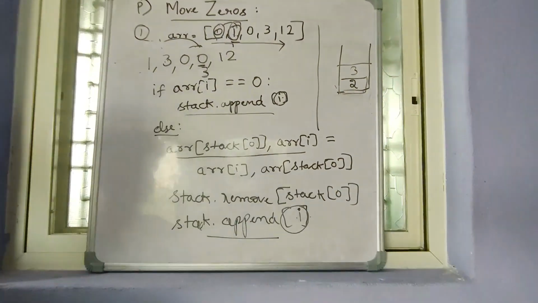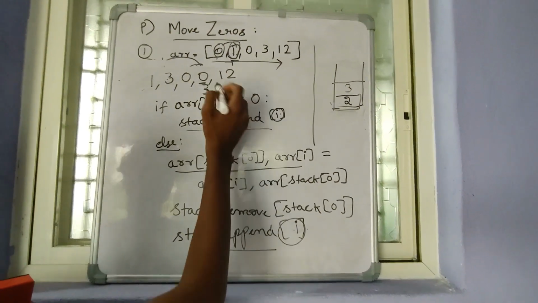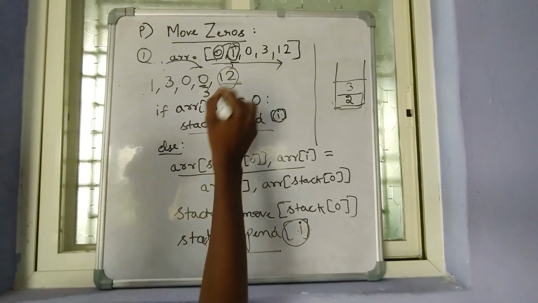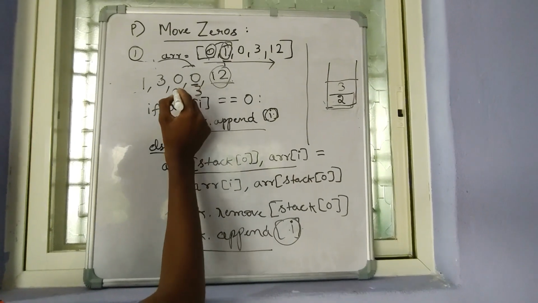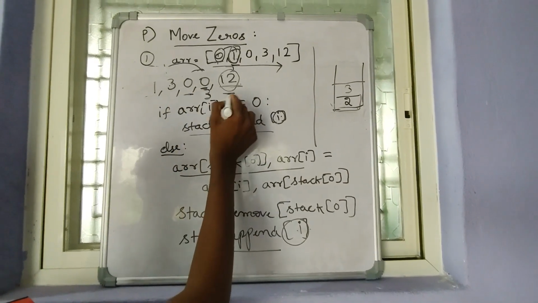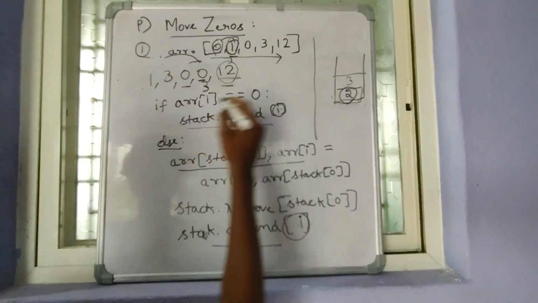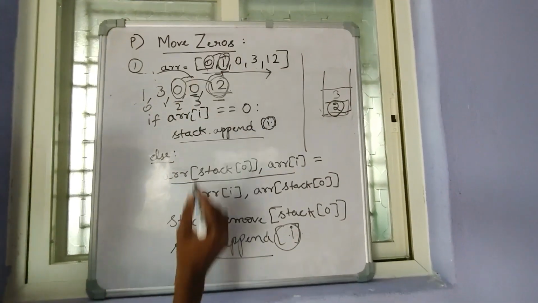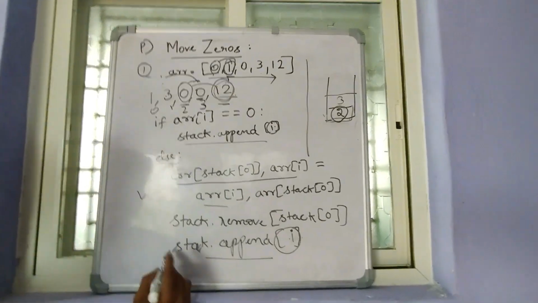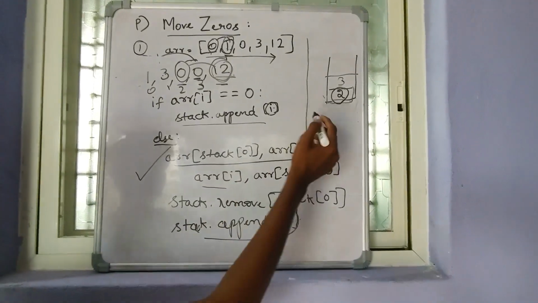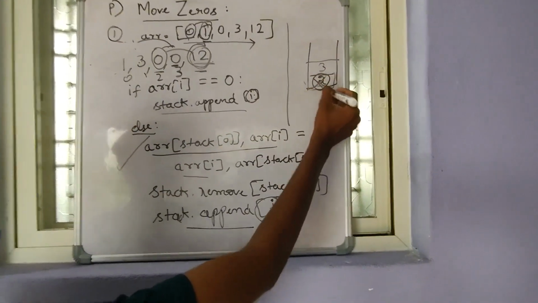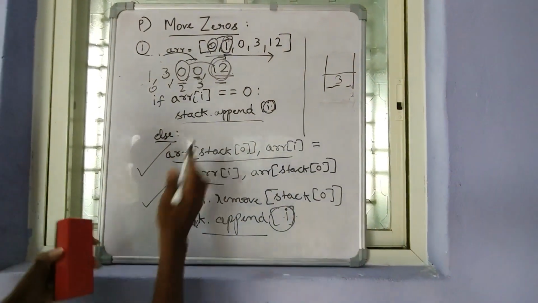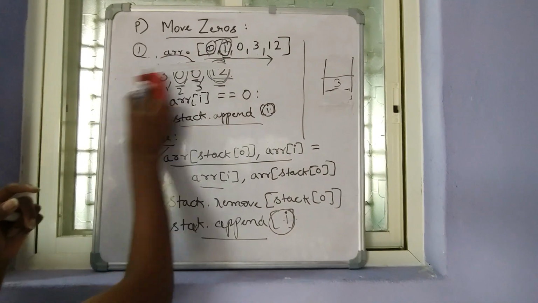After this, whenever you see again a non-zero element, 12, you have to swap with the stack of 0th index element with this. Stack of 0th index is 2. 0 1 2. You have to swap these two in this code, and then you have to remove the stack of 0th element.